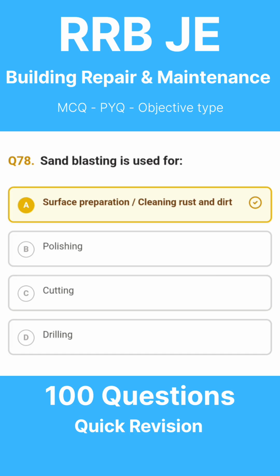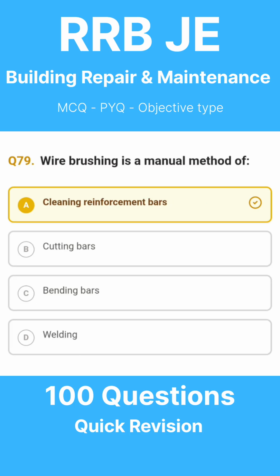Question 78. Sand blasting is used for. The correct answer is surface preparation or cleaning rust and dirt. Question 79. Wire brushing is a manual method of. The correct answer is cleaning reinforcement bars.